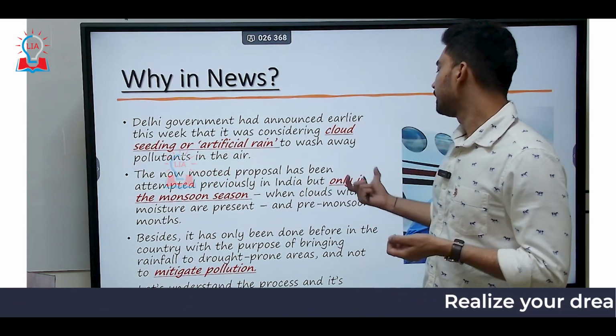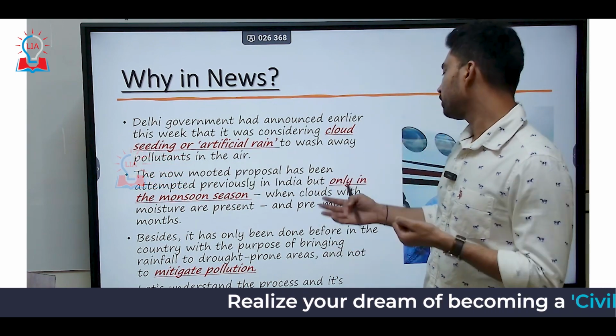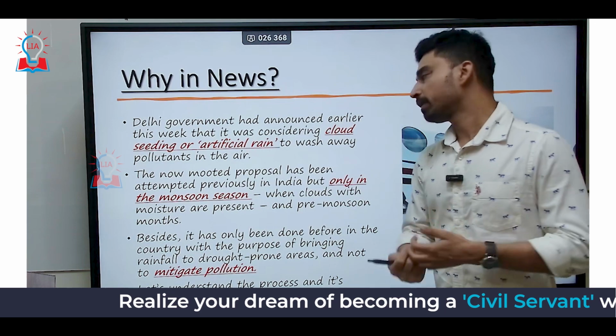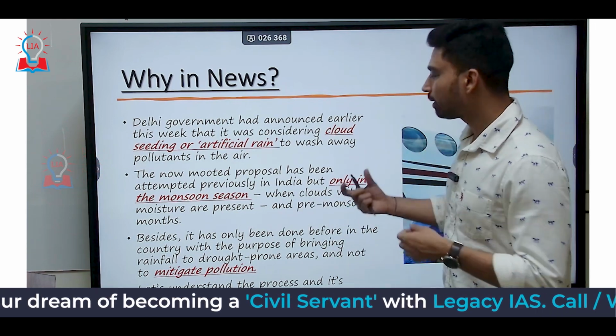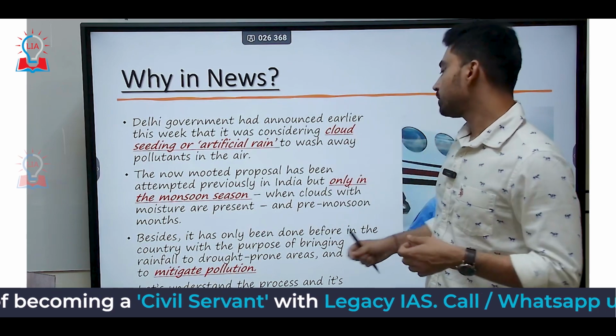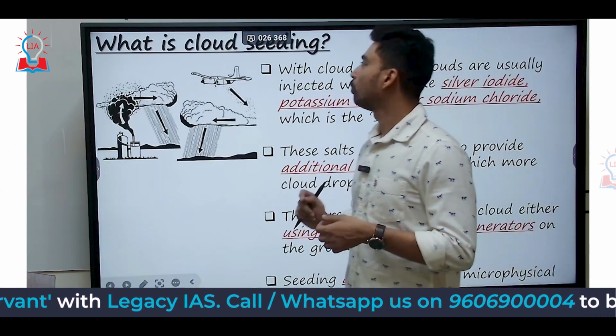Generally, cloud seeding is used when the clouds are present with a sufficient amount of moisture, and the pre-monsoon month is the best time for that. Besides, it has only been done before in the country with the purpose of bringing rainfall to drought-prone regions and not to mitigate pollution. So let us try to understand this in more detail.